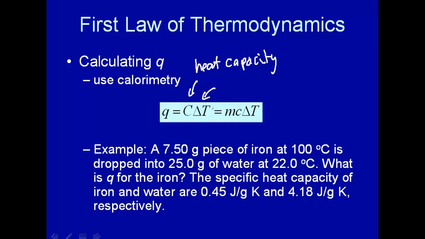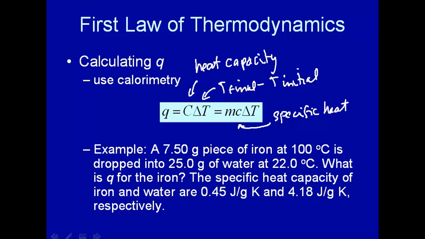And here is a delta, which means T final minus T initial. Here, lowercase c is the specific heat, which is the heat capacity per gram, and here m would be mass. So this is typically a way you would use to calculate Q. You do a measurement, see how much the temperature changed, and multiply that by the heat capacity, or the specific heat times mass, which gives you the heat capacity.